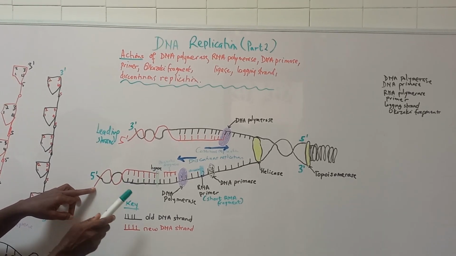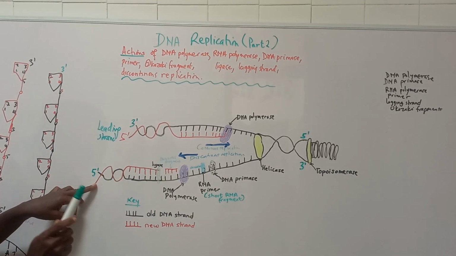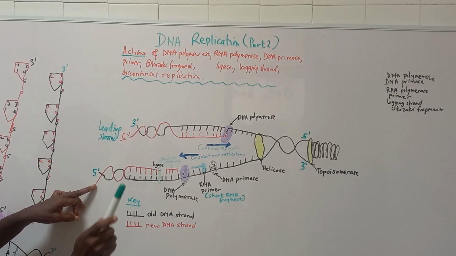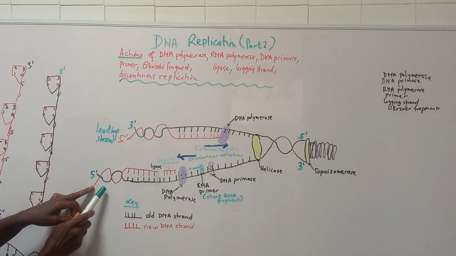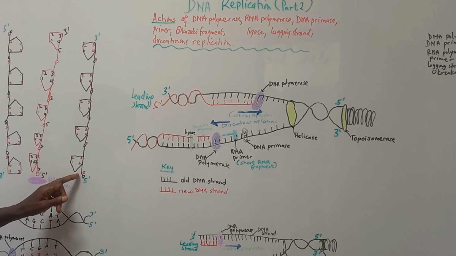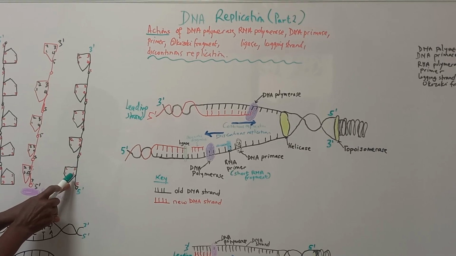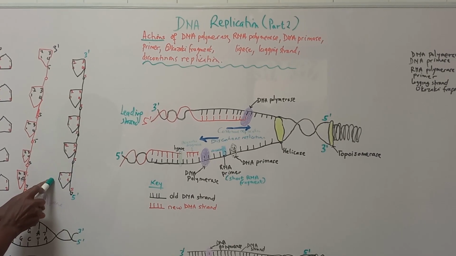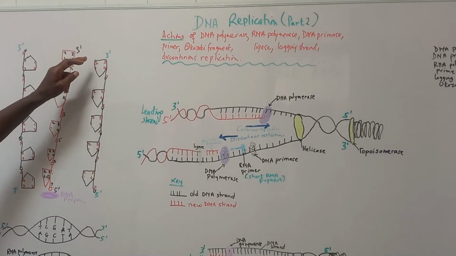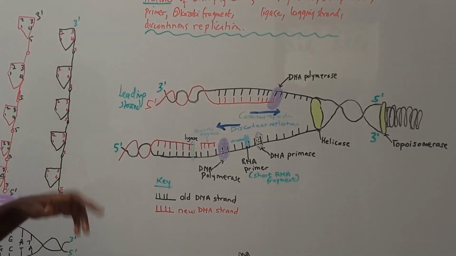And the DNA polymerase will not move on the old 5 to 3 end because the DNA polymerase is moving to form a new strand that moves in 5 to 3. So in actual fact, the DNA polymerase cannot move on this because the old strand is not what is forming. It's supposed to form a new strand that has 5 to 3 ends. So the DNA polymerase will have to move from here, and the DNA polymerase cannot turn.